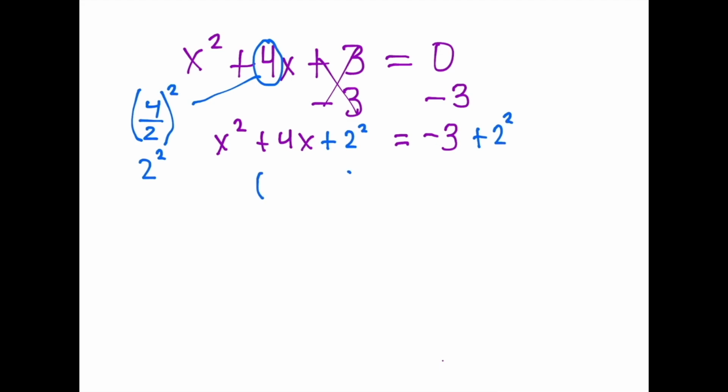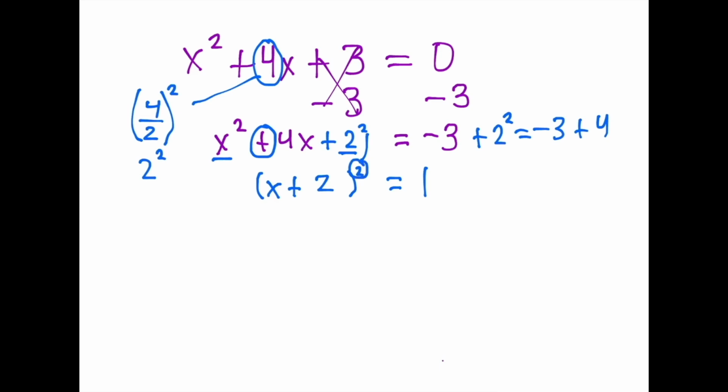On this next step, we're going to write our parentheses. In our parentheses, we're going to write this variable. We're going to write the next operation, we're going to write this number and then our square. And it's going to equal negative 3 plus 4. Negative 3 plus 4 is 1. Now we have to solve this equation.